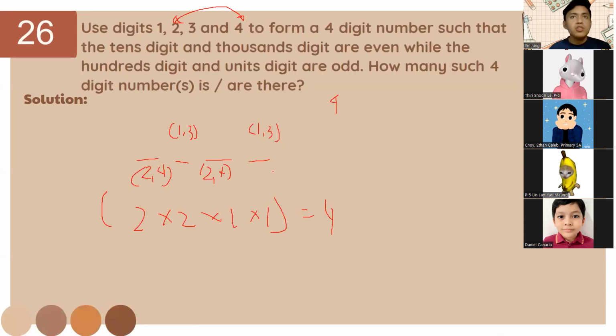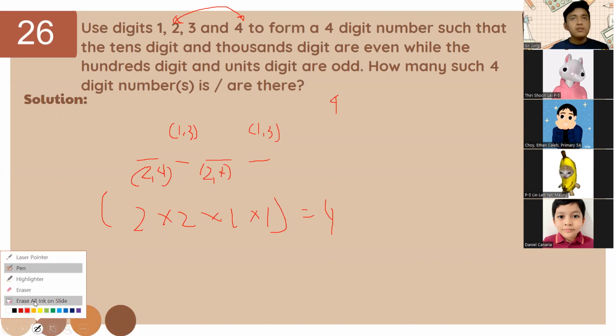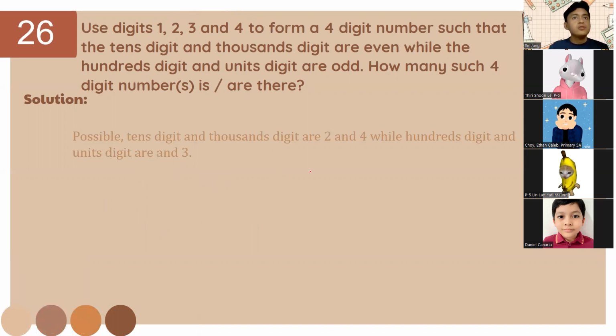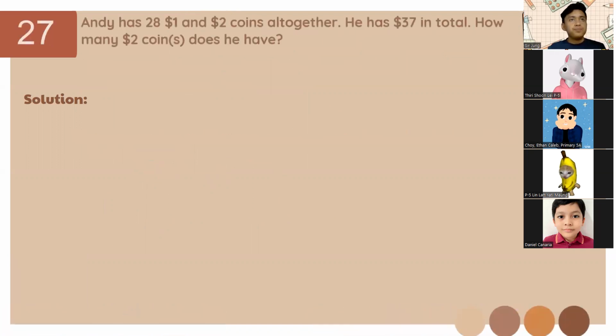So if none, we'll continue. Thank you for sharing your answer in the chat, Mr. Matthew, Dirk, and Miss Lou. So we'll proceed to number 27. Again, the answer here is 4. Number 27, I'm sorry. Andy has 28 $1 and $2 coins altogether. He has $37 in total. How many $2 coins does he have? So anyone who wants to answer this?